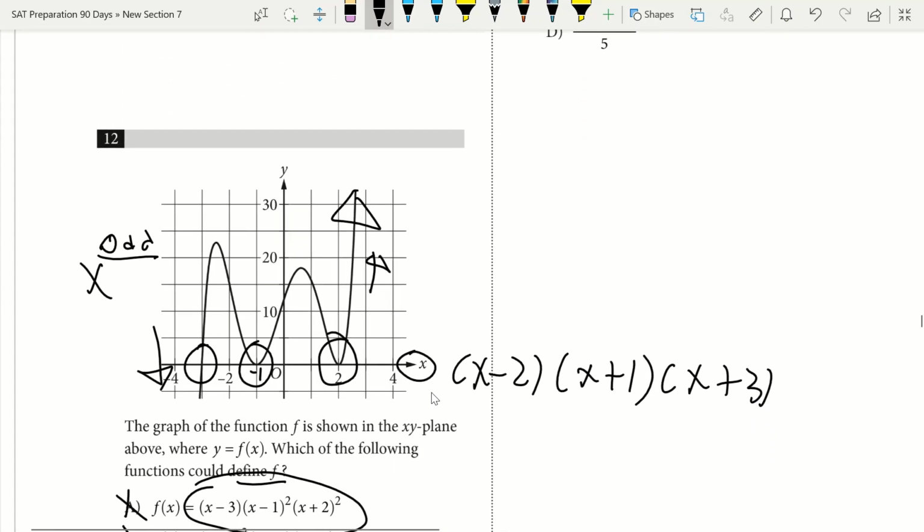As far as things to put in your notes, understanding anything with an odd exponent is going to have one thing that goes up and one thing that goes down, so something like that or something like this, right?